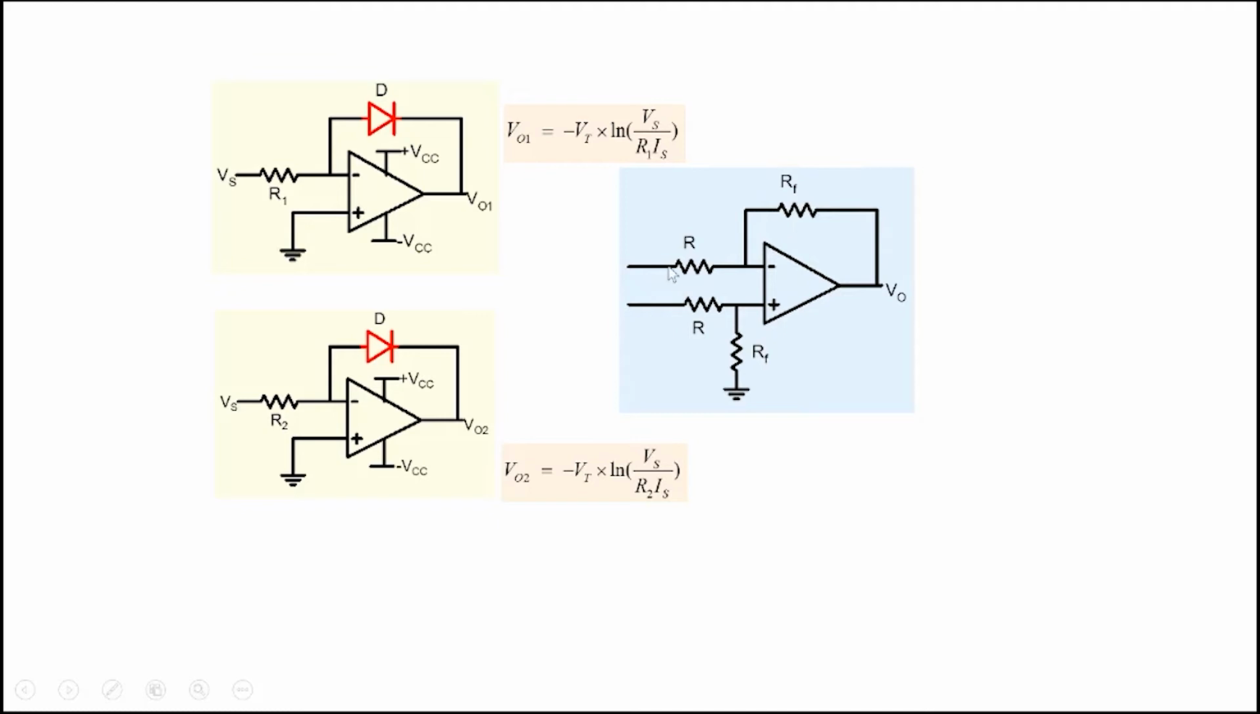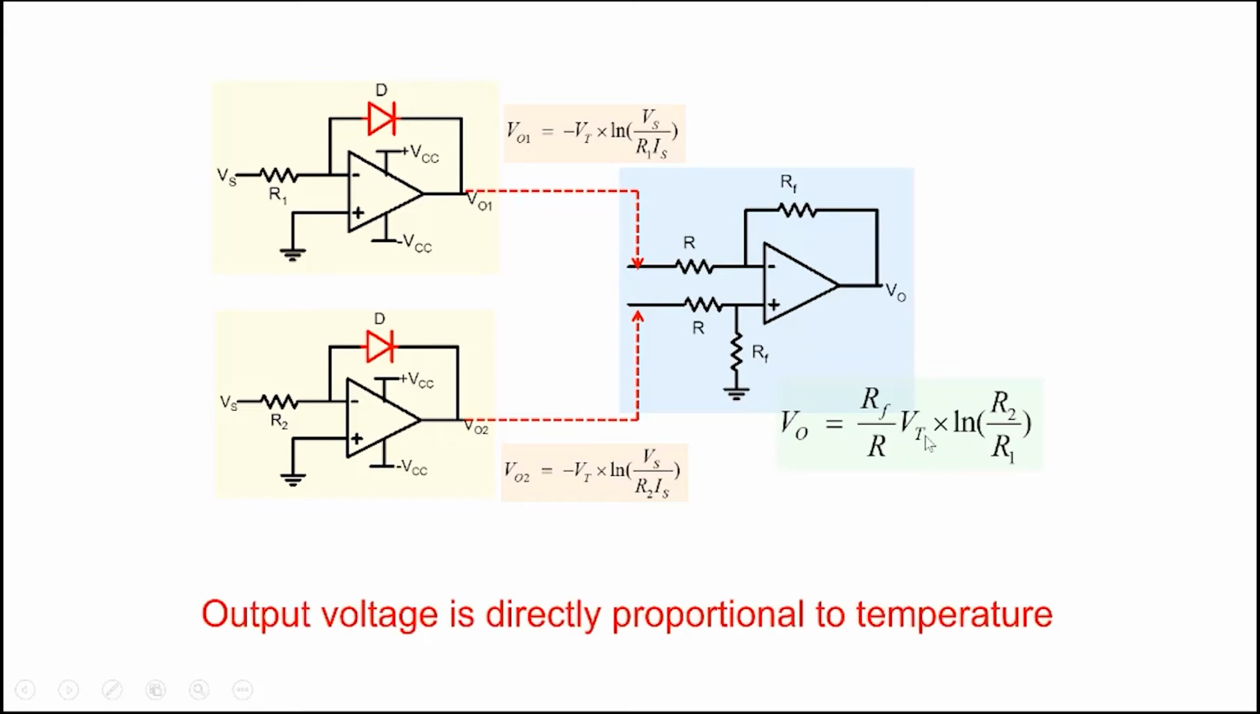So we have an adder subtractor block here. We connect these up here. And the output we get here is Rf by R, Vt ln R2 by R1 here. And therefore, note that R2 by R1 is a constant, and Rf by R is also a constant. So thereby we get an output voltage which is directly proportional to temperature. So this can act like a good temperature sensor here.